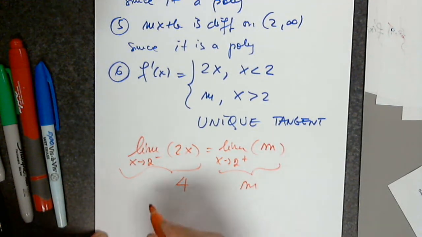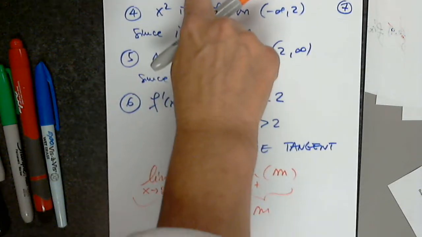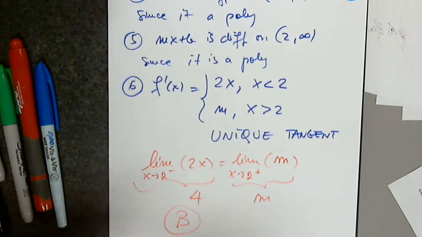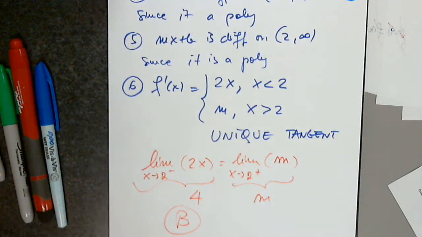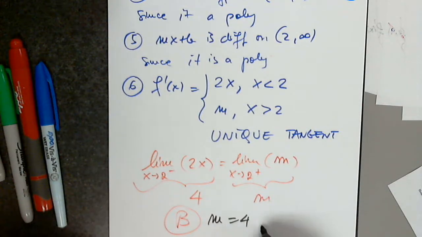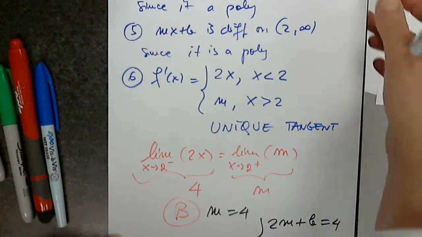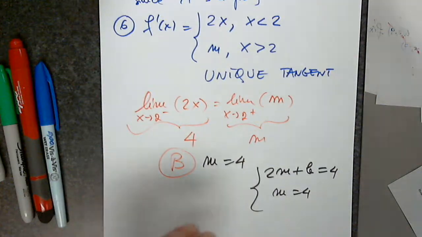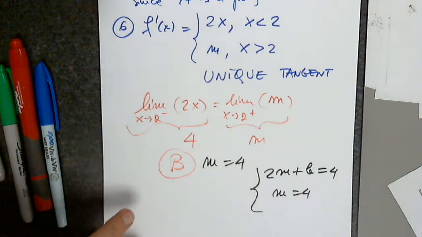Very good. So here's my B condition. I have an A condition, and here's my B condition. What is my B condition here? Exactly. So now I put the A condition and the B condition together. 2m plus b equals 4 and m equals 4. And then I'll come back to this. It's not done.